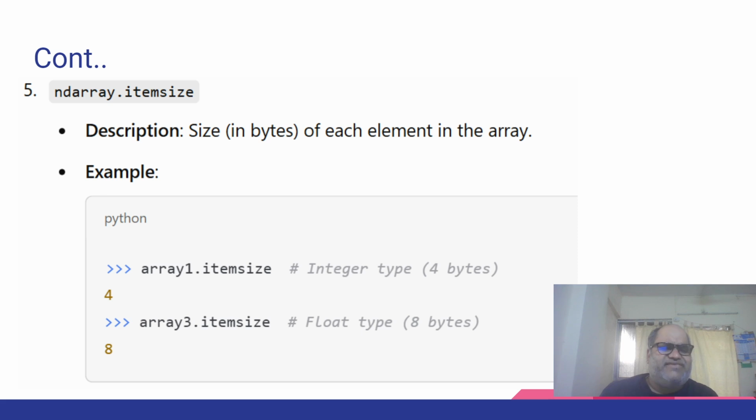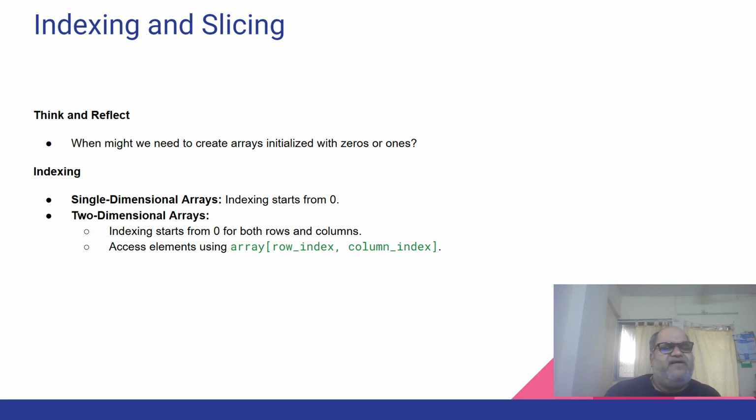And then itemsize. So the difference between size and itemsize is that itemsize gives the size in bytes of each element in the array, right? So int is 4 bytes, float is 8 bytes, and you could have printed and seen string as well. Yeah, so just think around it.